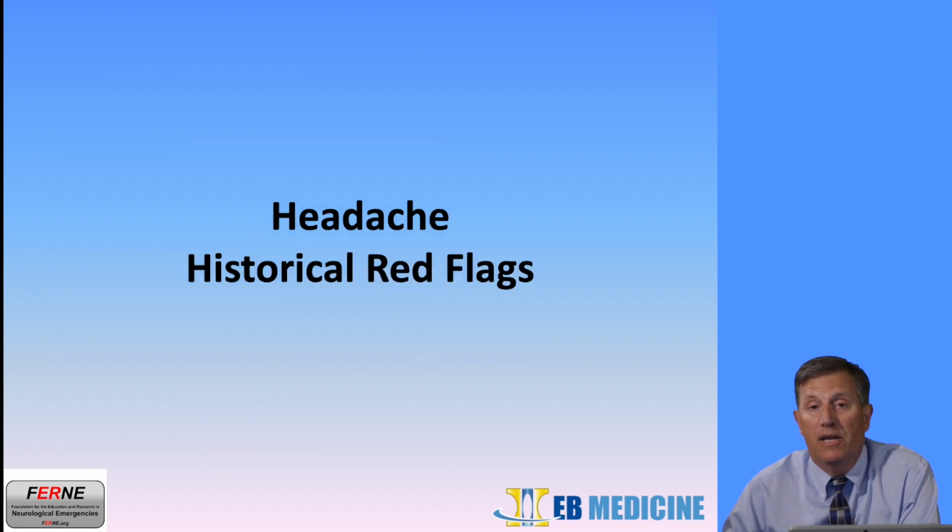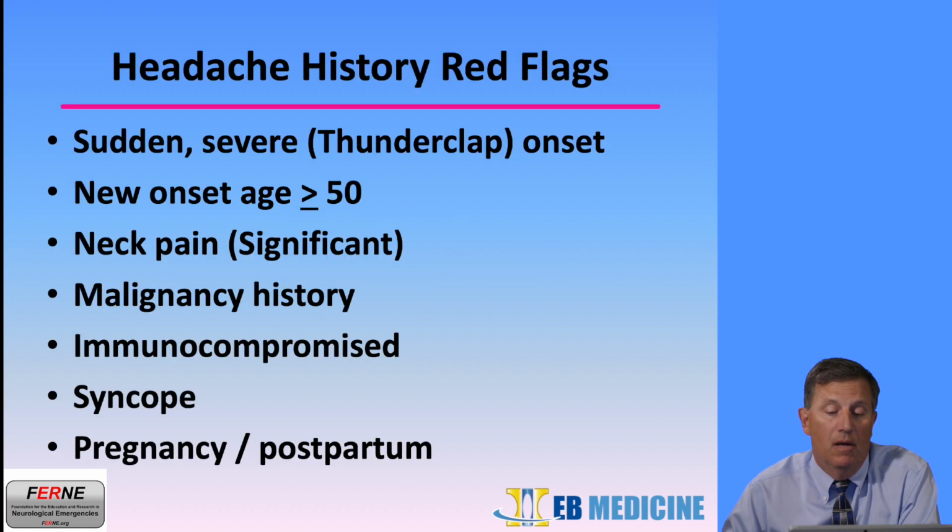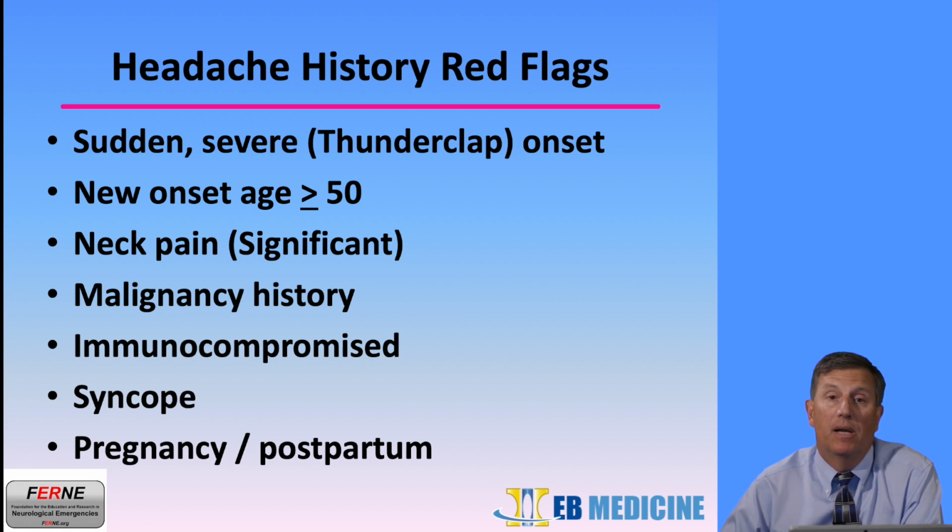What are our headache historical red flags? The historical red flags really include: is it a sudden severe onset with severity that occurs within minutes of the onset of the headache, such as being hit by a baseball bat in the head? Is it new age onset, greater than age 50? Is there significant neck pain? This is significant. Is there a malignancy history? Is the patient immunocompromised? Has there been an episode of syncope or trauma? And is the patient pregnant or postpartum?